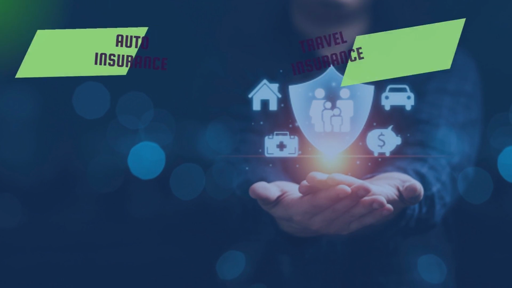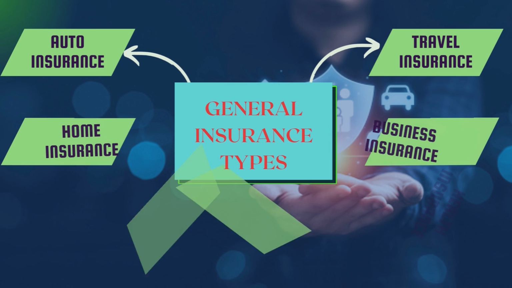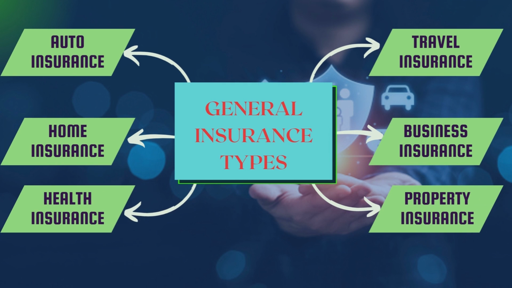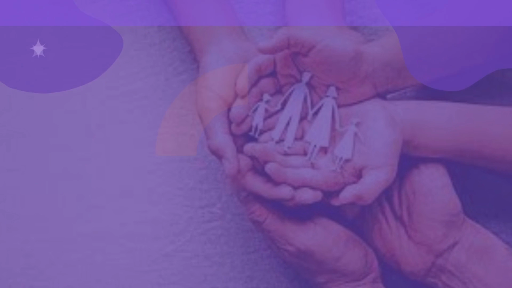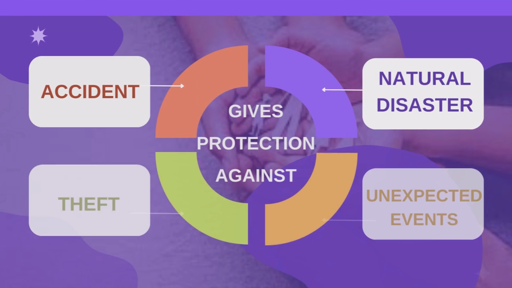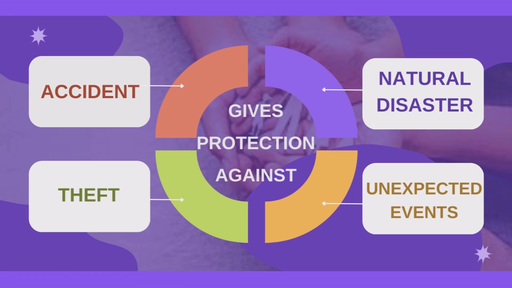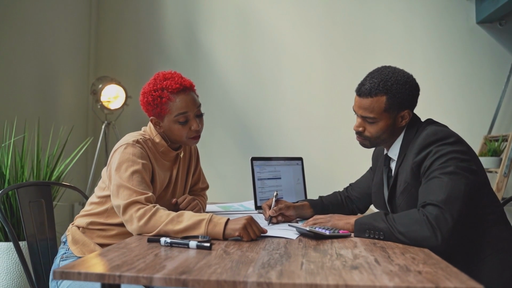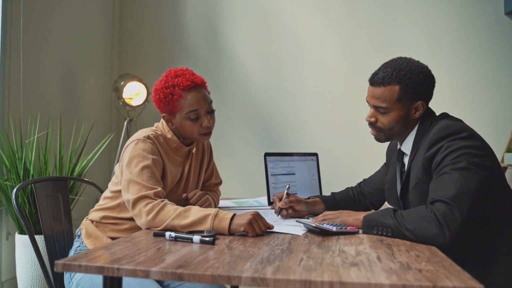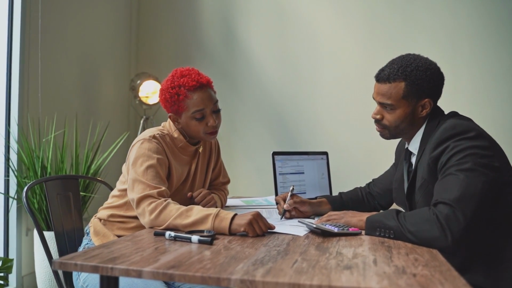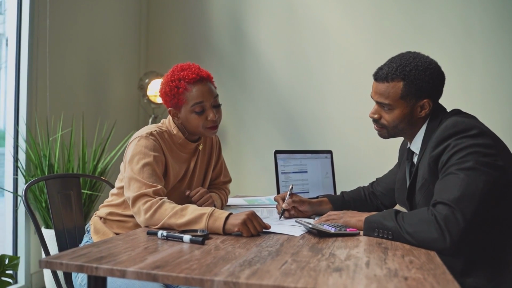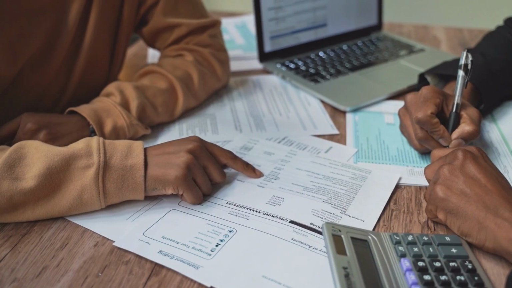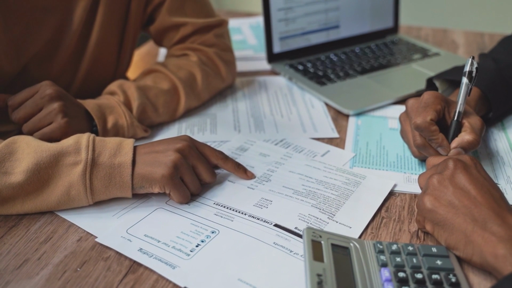General insurance includes various types of insurance such as auto, home, health, travel, business, and property insurance. These types of insurance protect you from different risks such as accidents, thefts, natural disasters, and other unexpected events. It's important to choose the right insurance that fits your specific needs, such as the type of asset you want to insure, the level of protection you require, and the coverage terms and conditions that work best for you.